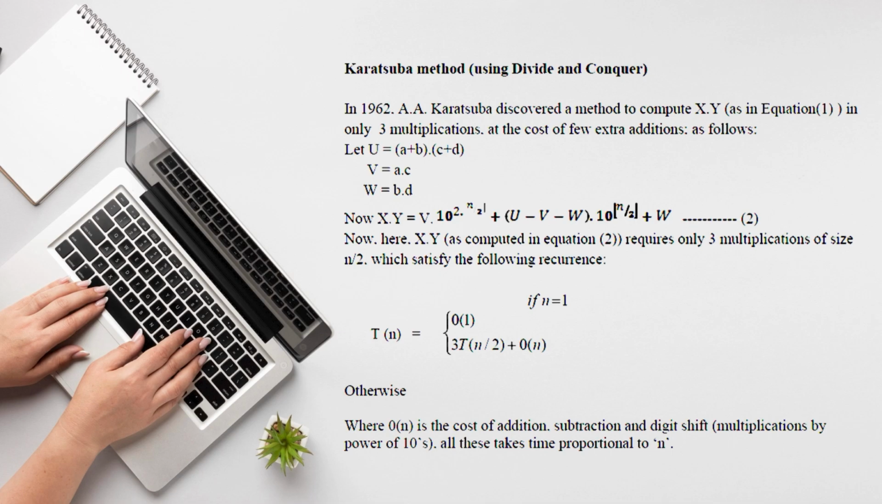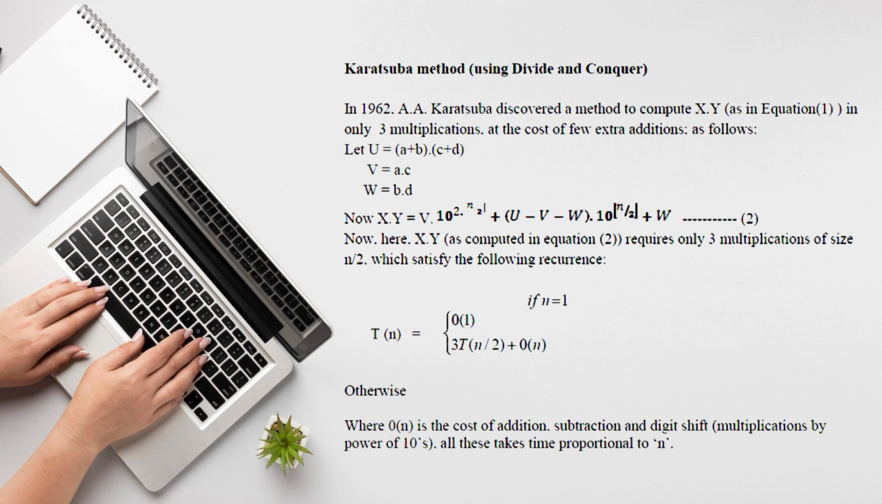By just putting these values, you can see it is able to reduce the number of multiplications by 1. Here there are only 3 multiplications being done. The first multiplication is v·10 raised to power 2·n/2, the next is w, and another multiplication is (u minus v minus w)·10 raised to power n/2. So there are only 3 multiplications instead of 4.